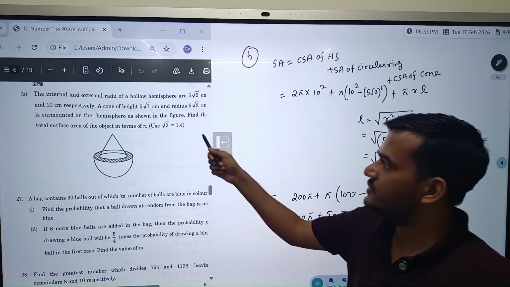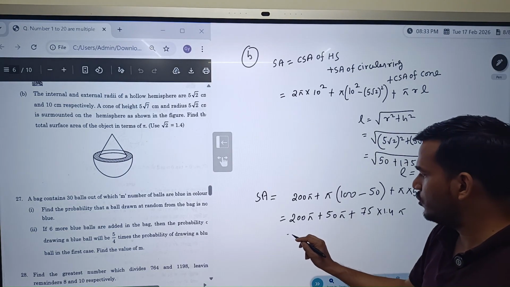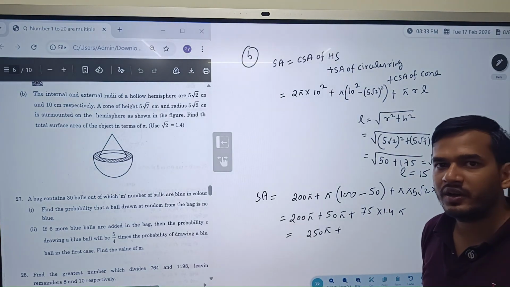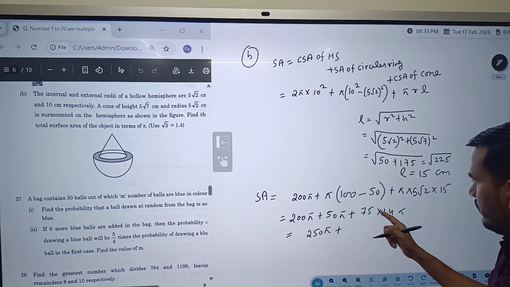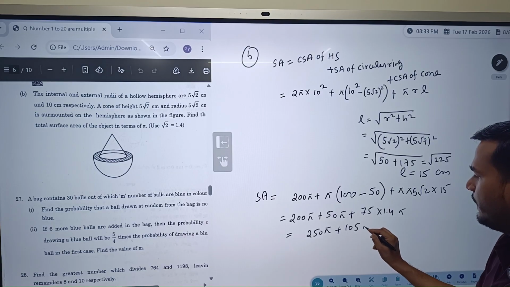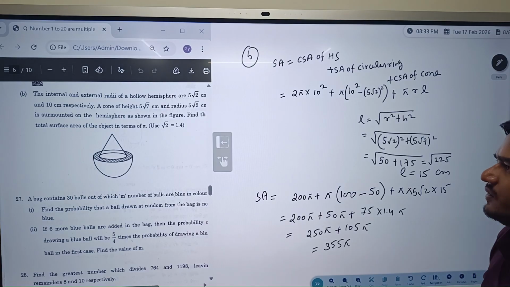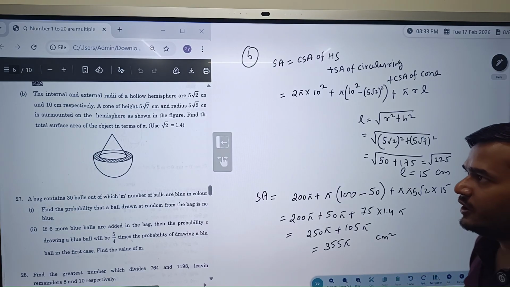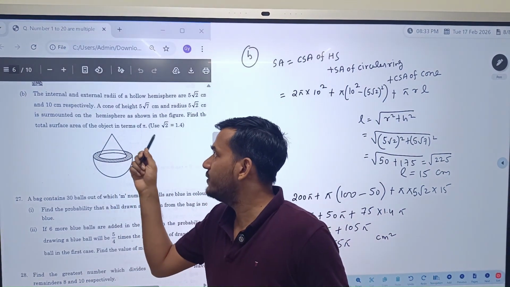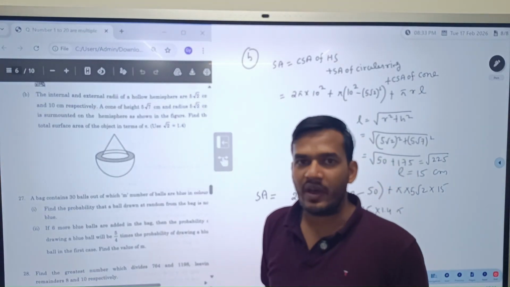The value of root 2 is 1.4. So 1.4 pi. So 200 plus 50 is 250 pi, and this 75 into 1.4, you can do the calculation, 105 pi. So total is 355 pi, and the unit of the surface area is centimeter square. See, there is no need to substitute the value of pi because we have to find the total surface area in terms of pi. So this is the final answer, 355 pi centimeter square.